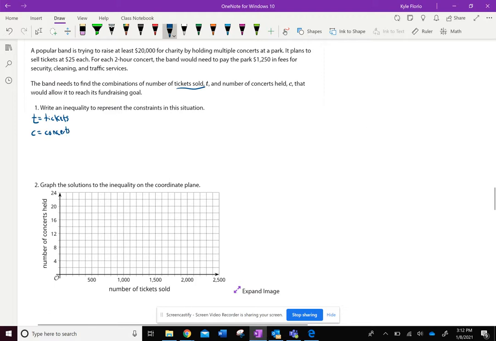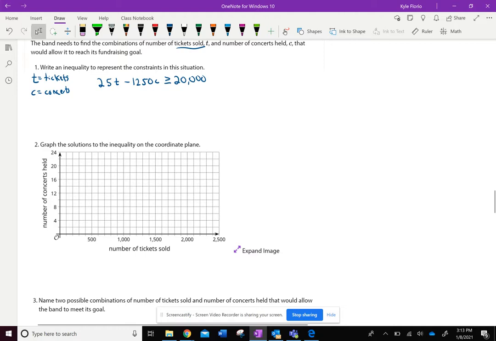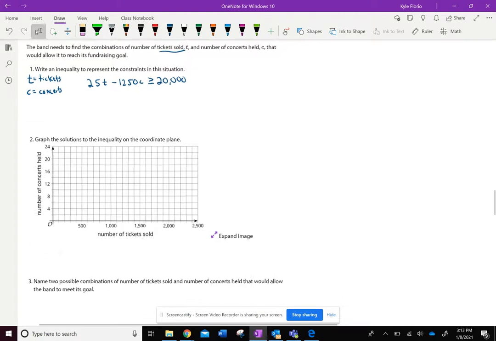Write an inequality that represents the constraints of the situation. So we want to make $20,000 at least, so that means $20,000 or more. We're making $25 for each ticket we sell, but we have to spend $1,250 for each concert. Whatever we make, we want it to be at least $20,000 or more. So it's going to be equal to $20,000 or greater than $20,000. So there's our inequality.